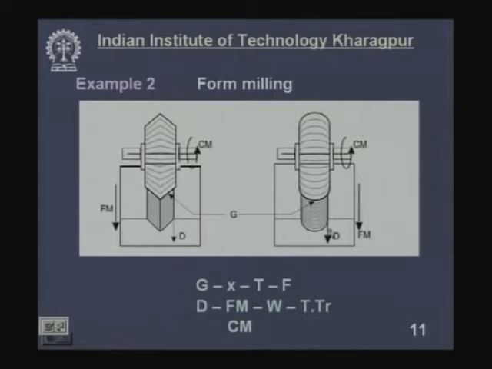Similarly, in this case, if we want a circular groove, this is the generatrix, and it will travel along this direction, that is the directrix, and we get this profile. Now, what are the motions involved? The cutter is rotating, that is the cutting motion, and the job is moving in this direction, that is the feed motion. The form of the tool gives the generatrix, and the feed motion of the job gives the directrix. So, this is the generatrix.